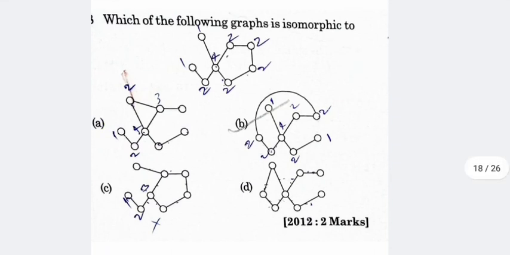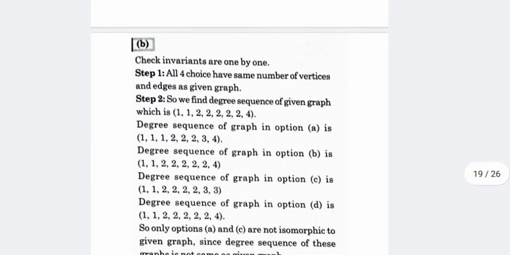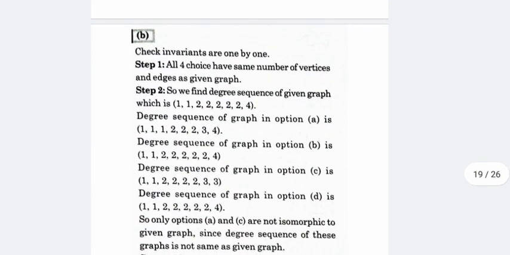Now, on the basis of this given graph, we check the variants of the given one. First, all choices have the same number of edges and the same number of vertices, meaning 8 and 8. Now come to step 2, finding the degree of the graph. The degree sequence of the given graph is 1, 1, 2, 2, 4.